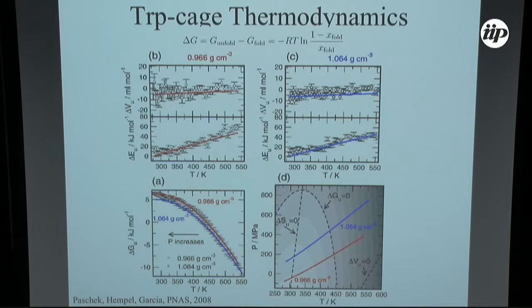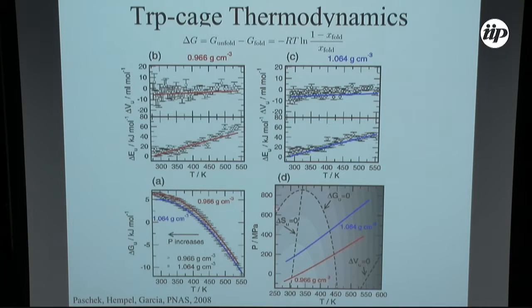So let's do the Bridgman experiment. I fix the temperature. I pressurize the system, much higher than Bridgman did. And here, at about 8,000 atmospheres, I cross the delta G equal to 0 boundary. So the system unfolds at constant temperature. So this is the unfolding by pressure.